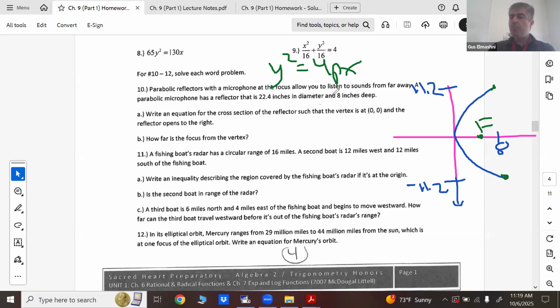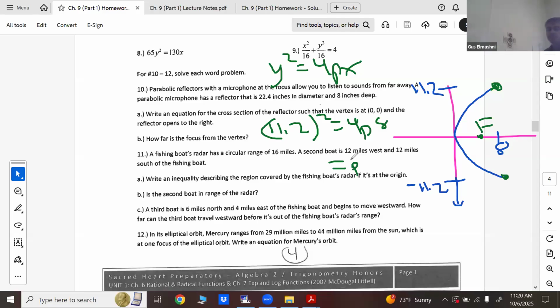Now, do I have a point that's on the parabola? What point could I use? Good, perfect. So you're going to plug in 11.2 for y and 8 for x and solve for p. And wherever that is, that's your p value. So I definitely need a calculator to do that. And that's how you write the equation.